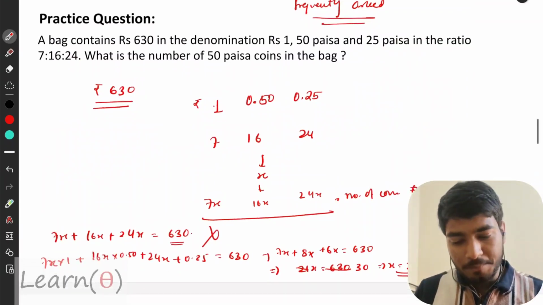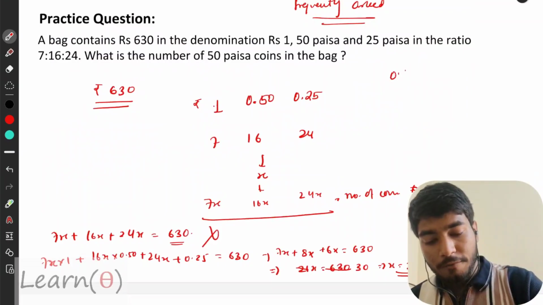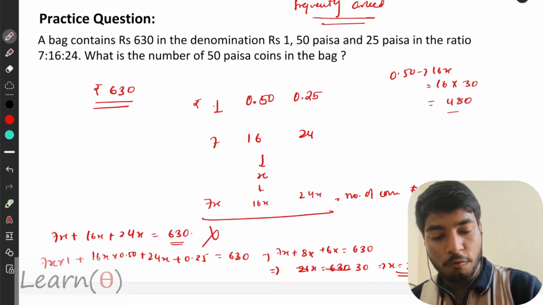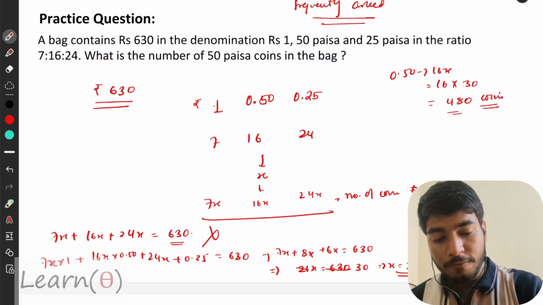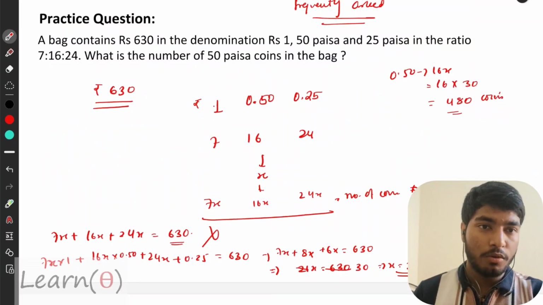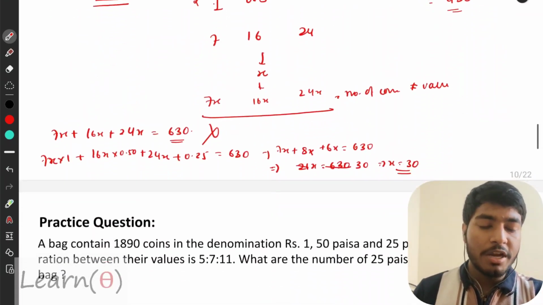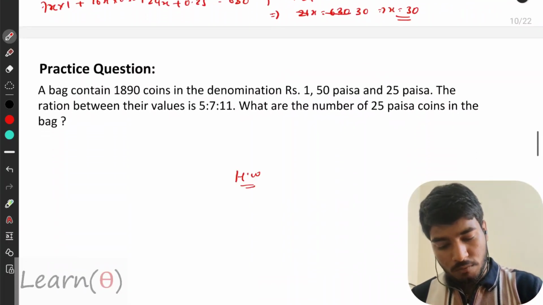How many coins are there? The question is asking how many 50 paise coins there are. 50 paise coins are 16x, therefore 16 into 30, that is equal to 480. So there are 480 coins of 50 paise. This was a standard question and I hope you were able to process it. This next question is homework.